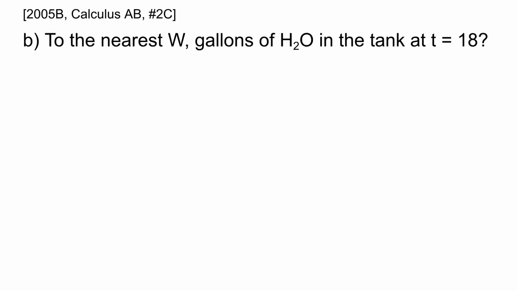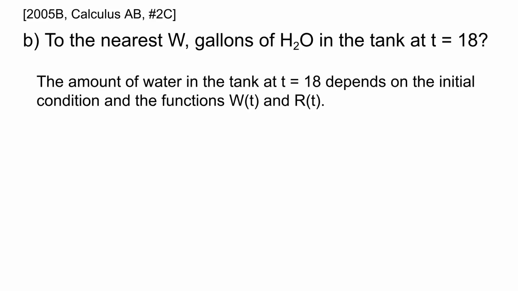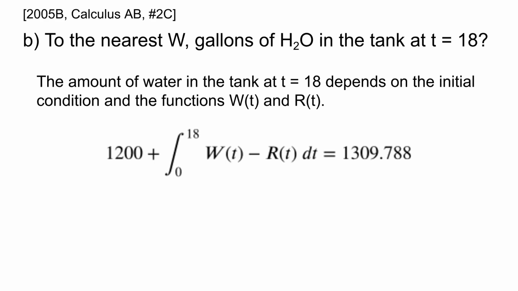In part B of this question, we are asked to find the number of gallons of water in the tank at t equals 18 to the nearest whole number. The amount of water in the tank at t equals 18 depends on the initial condition in the question and the functions W of t and R of t. That is given by the integral expression, 1200, which is the initial condition, plus the integral from 0 to 18 of W of t minus R of t dt.